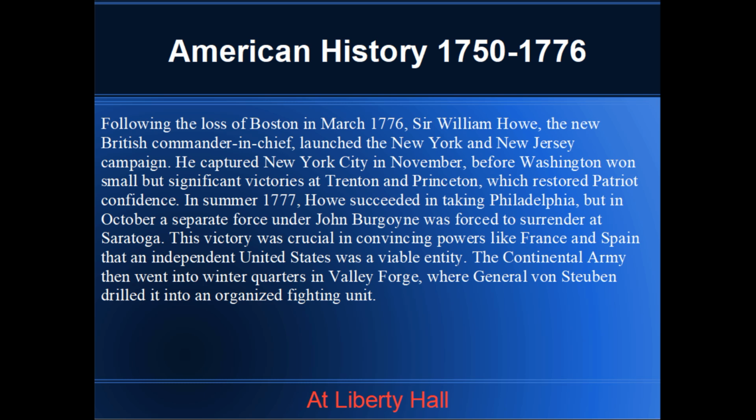In summer 1777, Howe succeeded in taking Philadelphia, but in October a separate force under John Burgoyne was forced to surrender at Saratoga. This victory was crucial in convincing powers like France and Spain that an independent United States was a viable entity. The Continental Army then went into winter quarters in Valley Forge, where General von Steuben drilled it into an organized fighting unit.